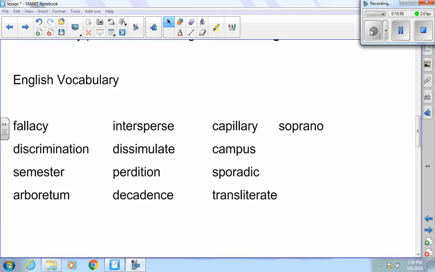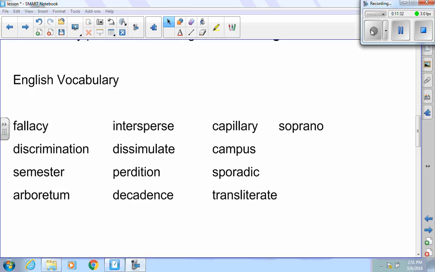English vocabulary. Fallacy is a false idea. Discrimination is prejudice. Semester is a 6-month period. Arboretum is like a wooded area, a wooded park. Intersperse is to spread out among other things. Dissimulate is to hide by pretense, to lie. Perdition is destruction, completely unable to come back from.